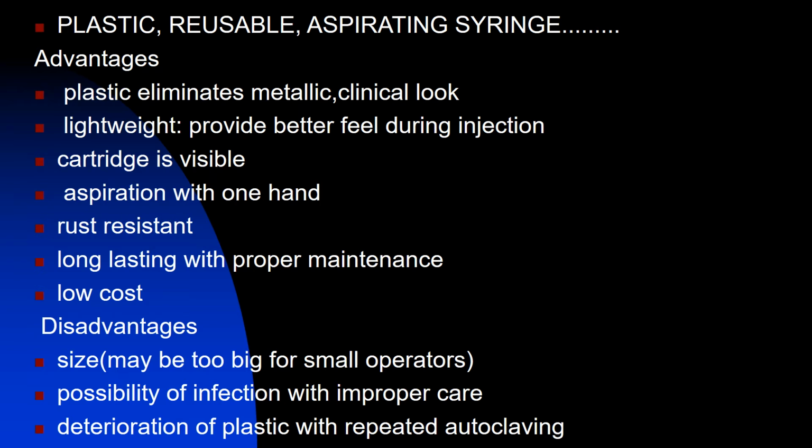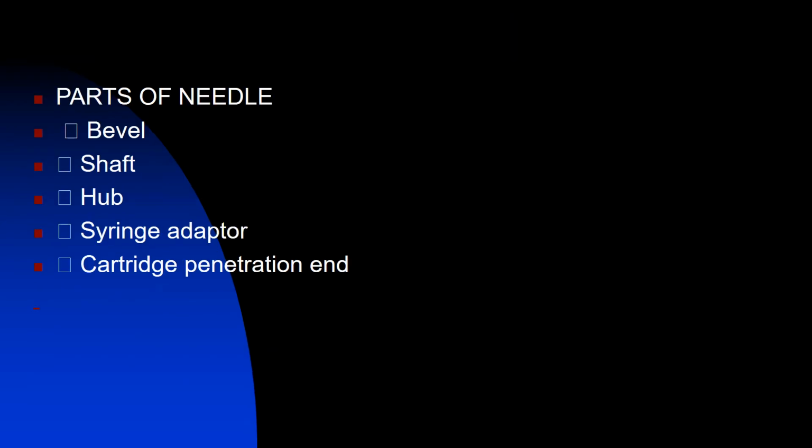That you already seen in the department, but what we are commonly using is that metal one only, and the disadvantage is the size, possibility of the infection. The parts of the needle are the bevel, the shaft, hub, syringe adapter, and cartridge penetration end.